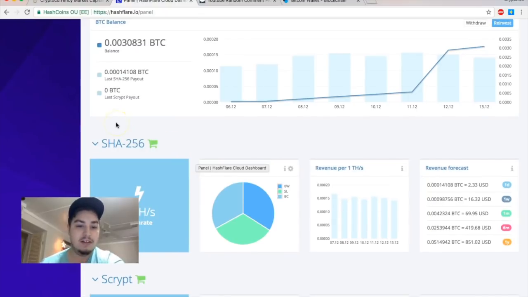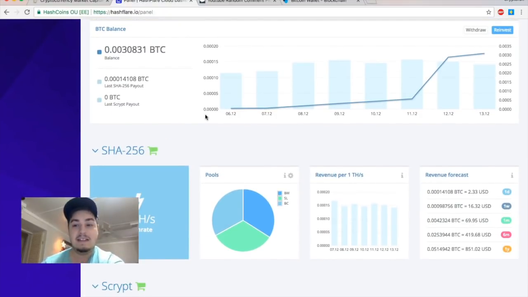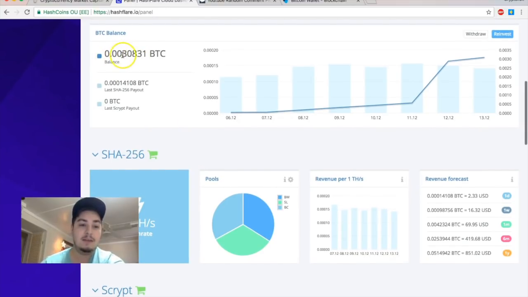So I want to be talking a little bit about the Hashflare site. This is my dashboard page right now, and I just want to show you my current balance in Hashflare. 0.003831 Bitcoin. It's around $50 earned. A little bit from referral bonuses, but a lot from the daily payouts. So that's just showing my last payout here from SHA is 0.00014108. So I'm getting about $2.33 is what that last one was. So I'm happy with that. $2.33 a day passive income.